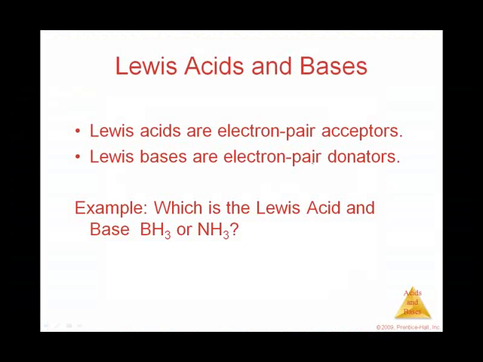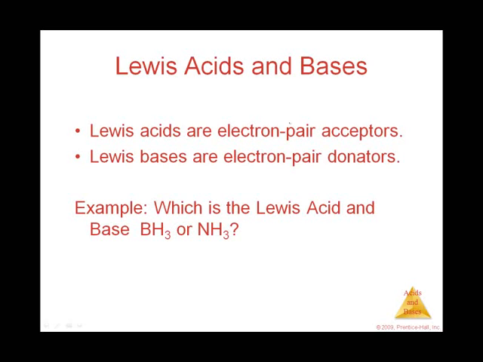So let's just take a quick look at an example. Which of these two, BH3 or NH3, would serve as a Lewis acid, and which would serve as a Lewis base? So if I think about what we have here, we have BH3, and if we draw the structures, we can see what's going to happen. So boron has 3 valence electrons, hydrogen has 1 each for 3, so that's a total of 6 valence electrons. If you remember from the bonding unit, boron is one of those elements that can violate the octet rule because it is so small. So it can only hold 6 electrons, and that's okay, right?